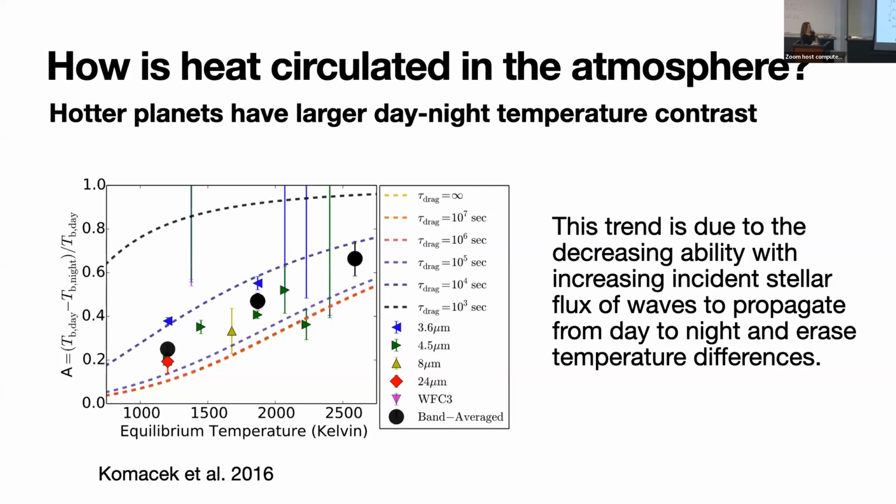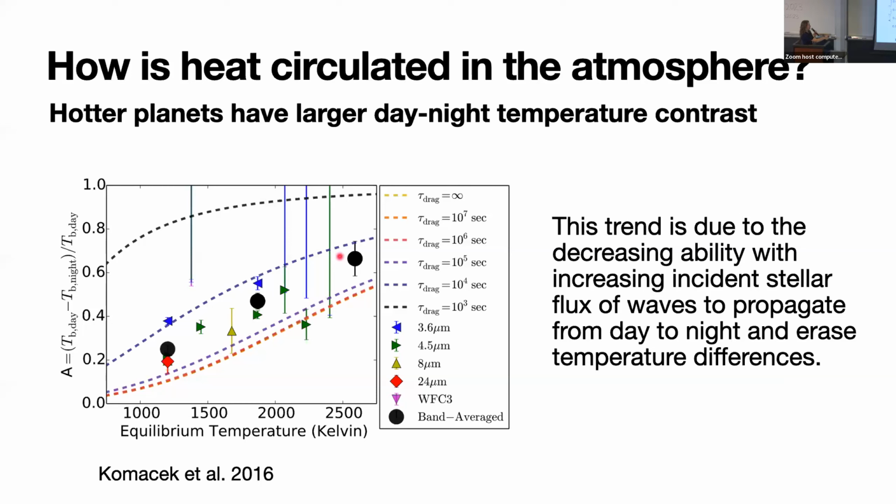After that, there were many more phase curves observed with Spitzer. And this is a nice paper from Tad Komacek showing the day-night temperature contrast for these planets. So if you measure the day side brightness temperature and you compare it to the night side temperature, that gives you a rough proxy for how much heat is being circulated from the day side to the night side.